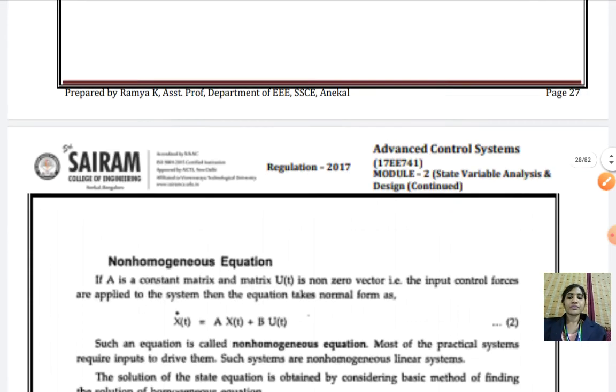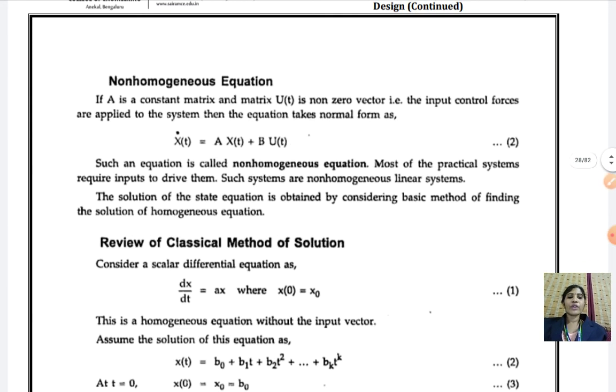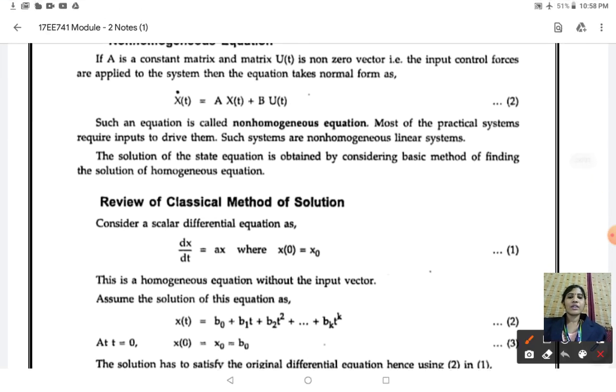If your input is present, then it is going to be your non-homogeneous equation, and most of the practical systems require input to drive. Such systems are called non-homogeneous linear systems. Now we will solve the homogeneous system. So this is the solution representing the homogeneous case.